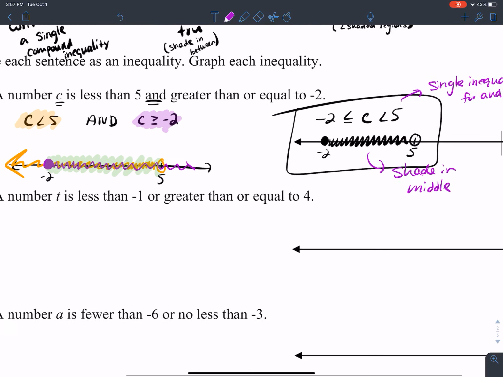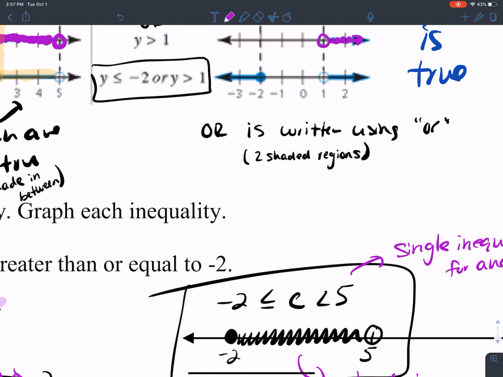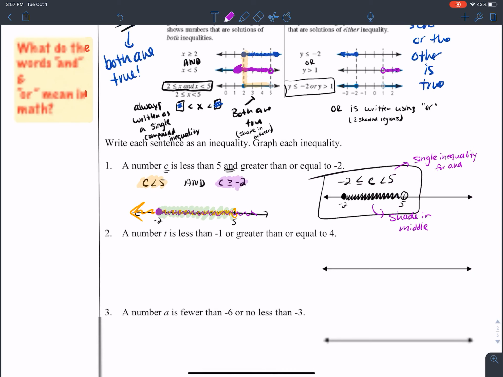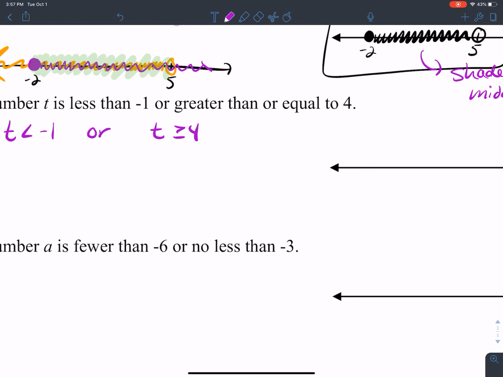The next example is an or. So what we should see is that or should always be written as two separate inequalities, and the graph should be going away from each other. So our number t is less than -1, or that number t is greater than or equal to 4. This is already written as two inequalities, so we can write that for our final answer because or graphs are never combined.